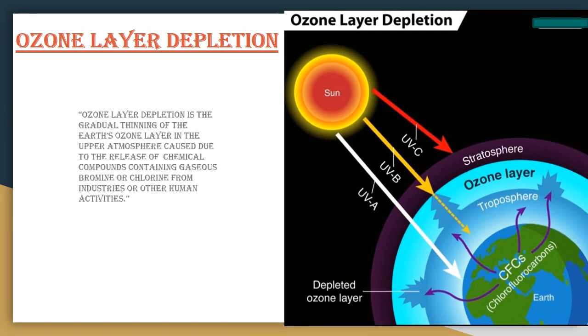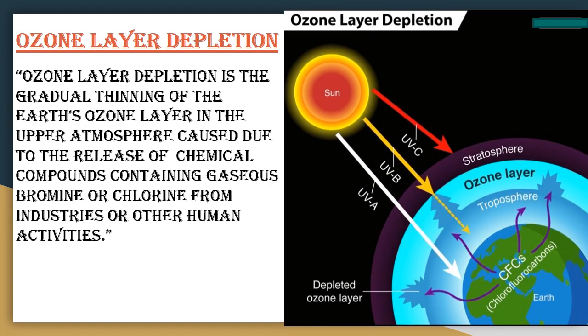Ozone layer depletion is the gradual thinning of the Earth's ozone layer in the upper atmosphere, caused by the release of chemical compounds containing gases, bromine or chlorine from industries or other human activities.